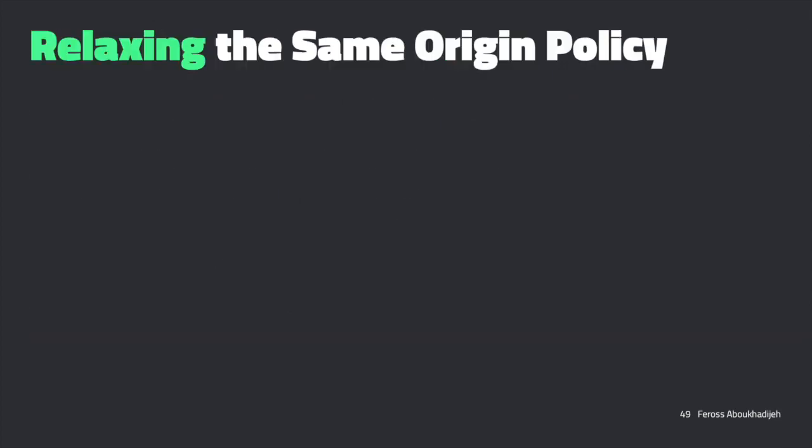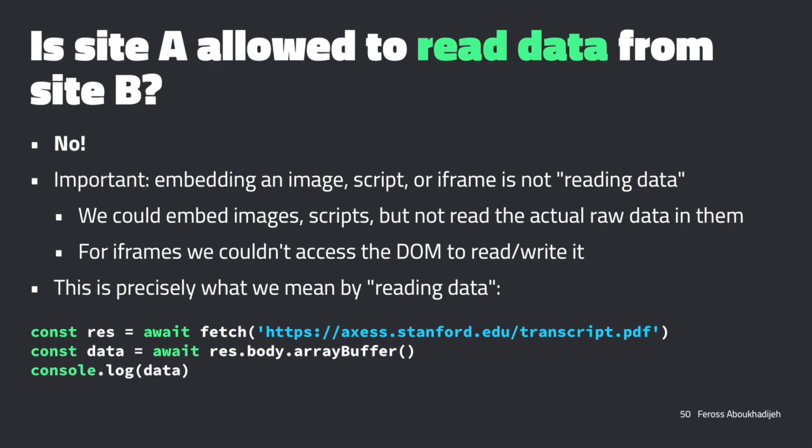Okay, cool. So let's talk about how to relax the policy. This is that last point there. Can site A read data from site B? And we said no. And remember, the reason why was because we were worried about this. This is the thing the browser doesn't want to allow to happen. For example, you might be on my blog and logged into Access in another tab. We don't want to allow my blog to make a request to Access for your transcript and pull that out as an array, and read the data that's in that PDF. This would be bad.